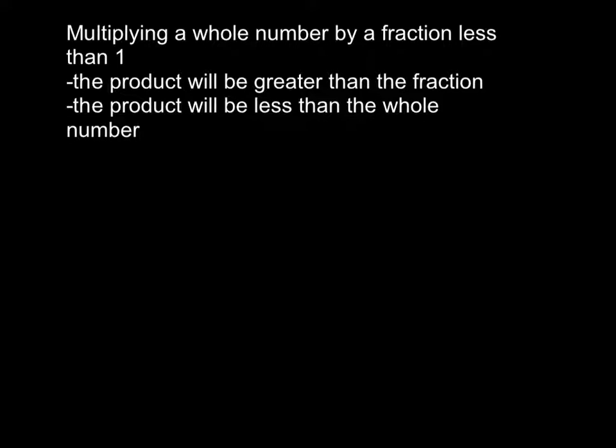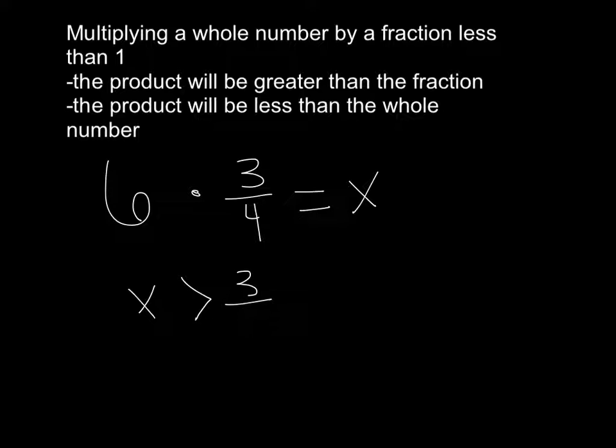Hope you're ready. This first one should seem very familiar to you. When you're multiplying a whole number by a fraction less than 1, we know that the product will be greater than the fraction and that the product will also be less than the whole number. So, quick example, 6 times 3/4. We know that without having to solve, that x will be greater than 3/4 and that x will be less than 6.